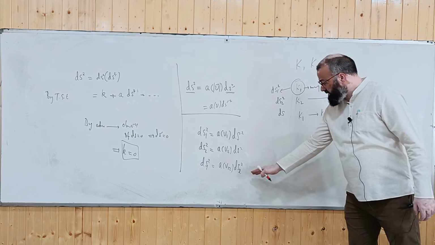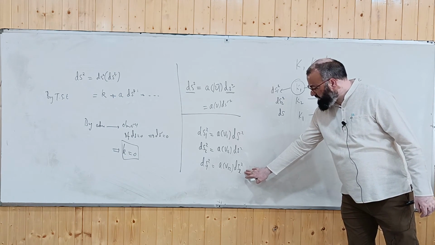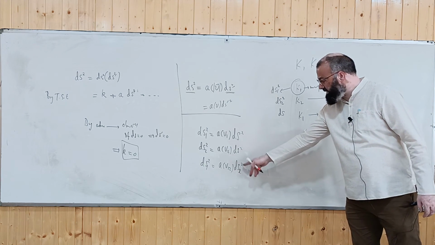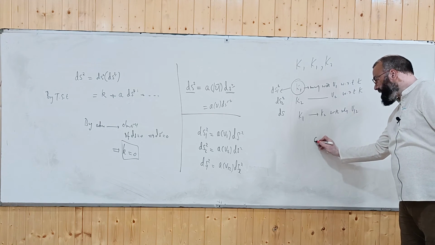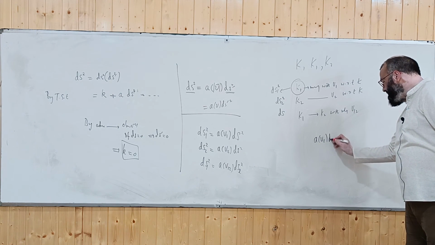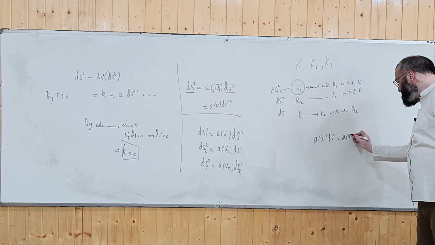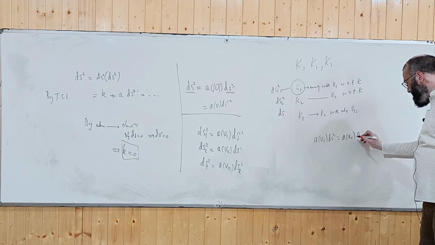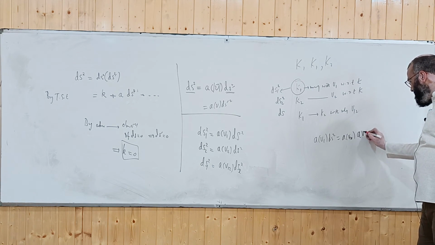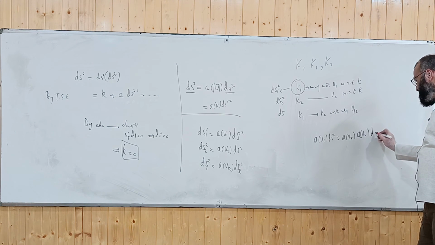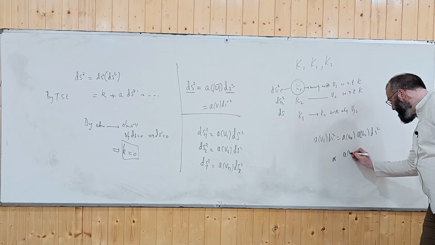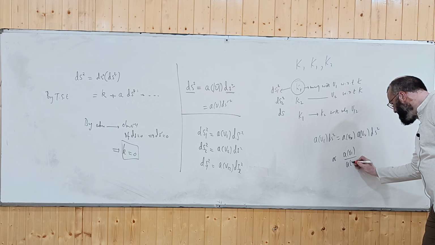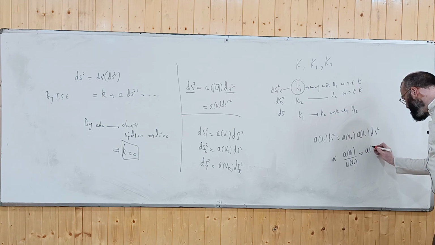Now let's use ds1 and ds2. Let's write, what is ds1? So you write this as A of V1 ds square is equal to A of V12 times A of V2 ds square. Clear? So using the first and second in the third, you get A of V1 divided by A of V2 is equal to A of V12.